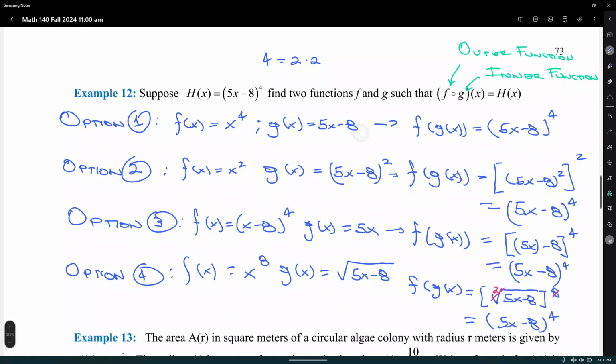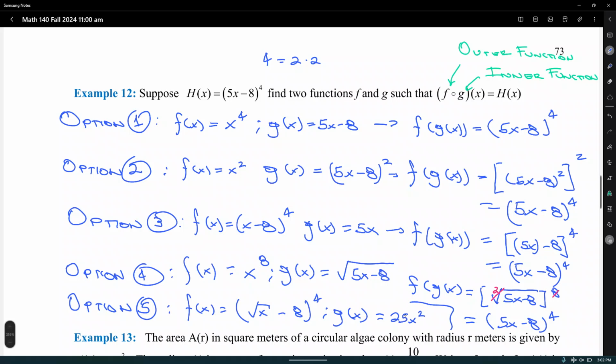Can we think of more? Well, I can actually think of another one. How about option 5, just to finish up this exercise? I could think of f of x as the square root of x, close the radical, and then subtract 8, and then raise this to the 4th power. How about g of x? g of x being 25x squared. Well, this one should work, by the way.